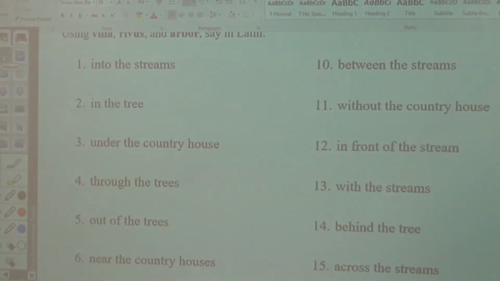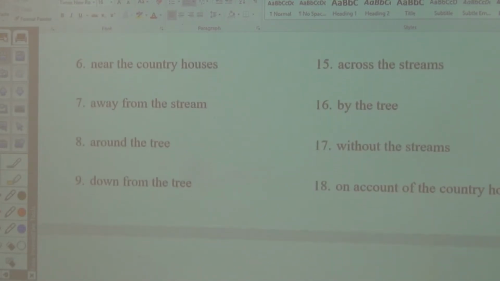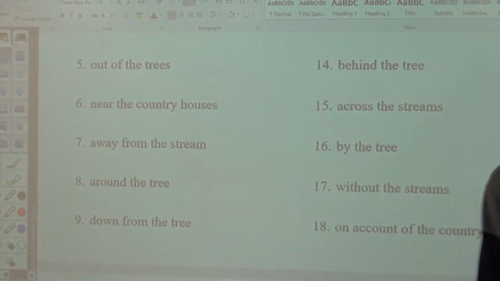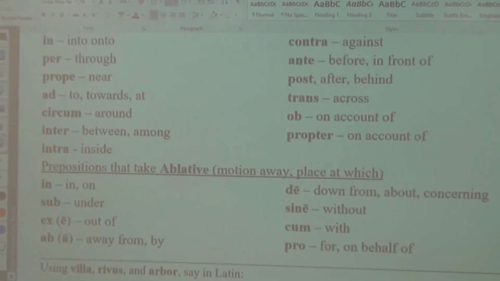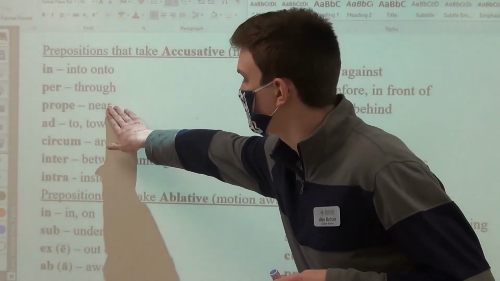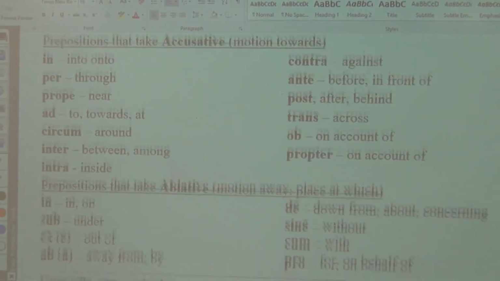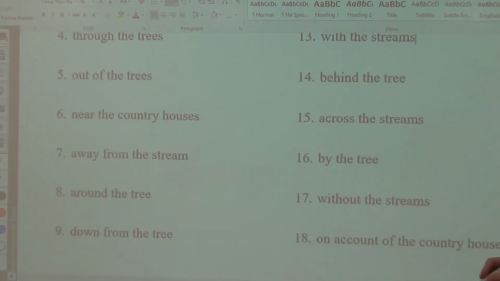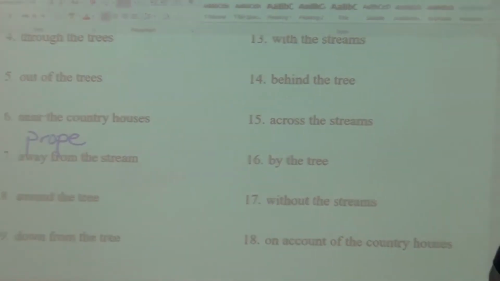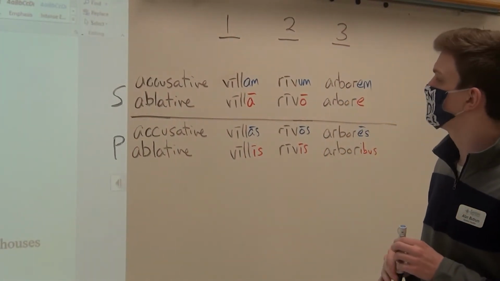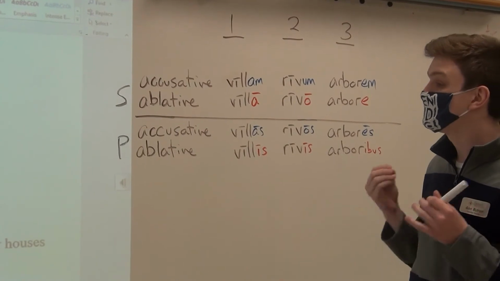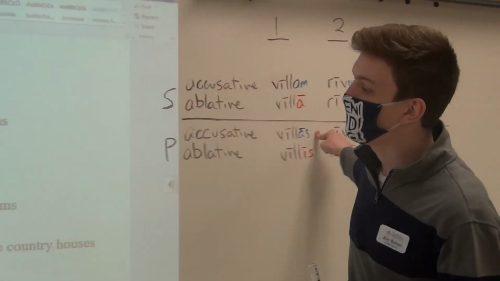On to the next couple. Alright, number 6, near the country houses. So let's go ahead and scroll back up to the chart to see what near is in Latin. The word we use for near is prope, near, which takes the accusative case. So we know it's prope. And then we know it has to take the accusative, so we're going to write it in blue. And you come over to this chart over here. Once you learn your endings, you don't have to use the chart, but until then, we know it can either be villam or it could be villas. And it is plural because it's country houses with an S, so that means it is villas.